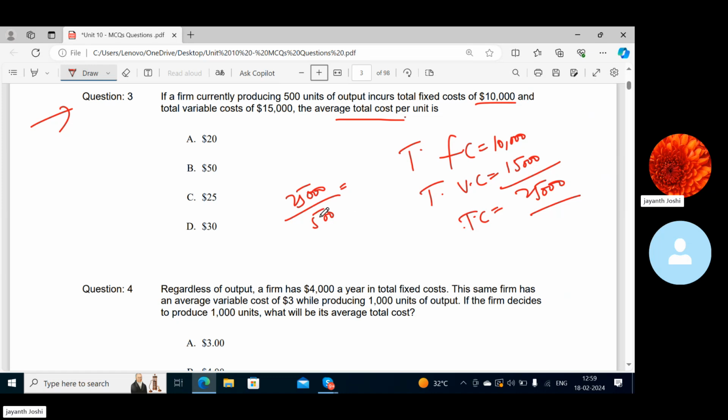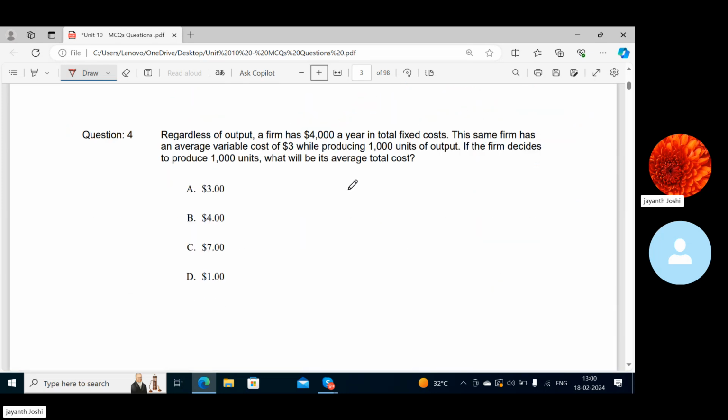Average total cost is total cost divided by number of units. It is 50. That's the answer. Shall we move forward? Just solve this question.